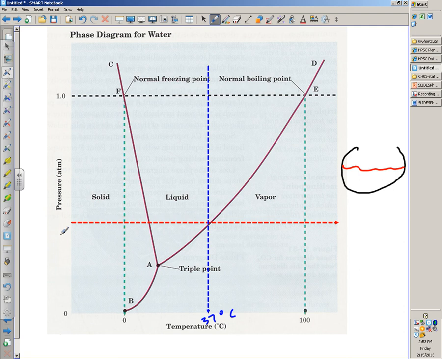Is it boiling? Yes. It's turning from a liquid to a gas. It's not what we think of as boiling, but that's the definition of boiling. Because phase changes aren't only temperature dependent. They're dependent on temperature and pressure.